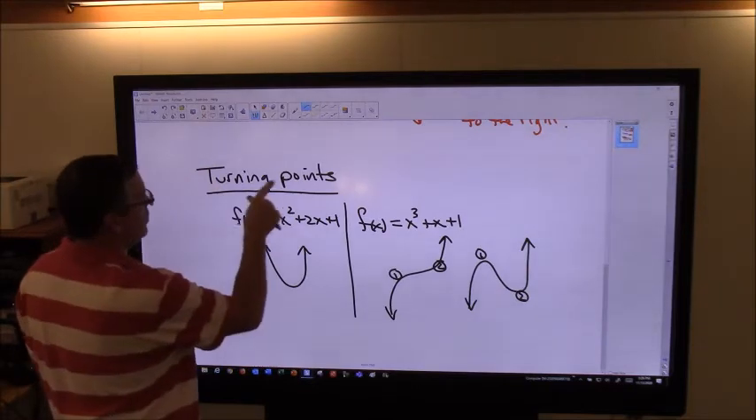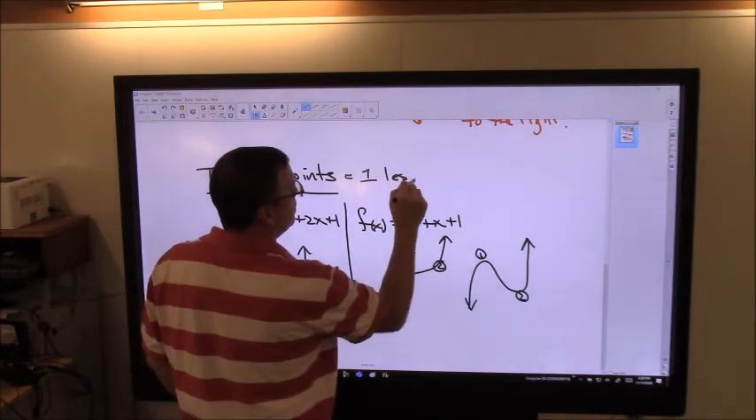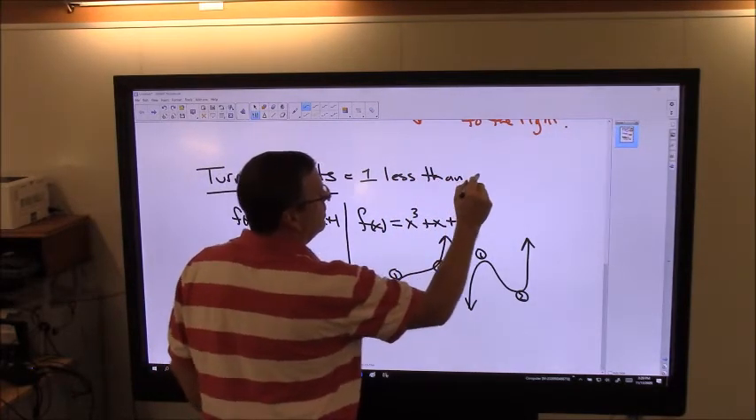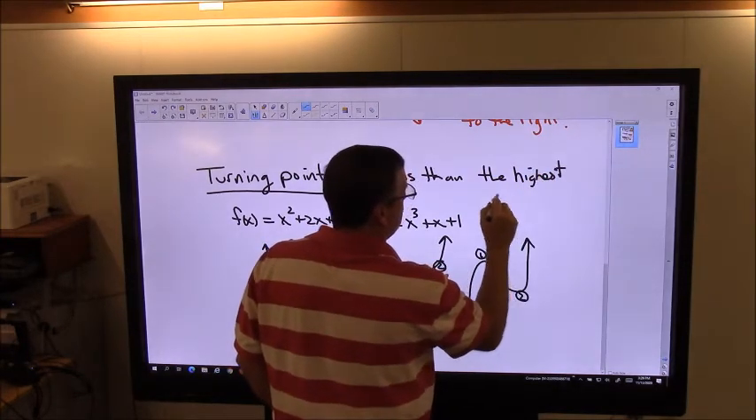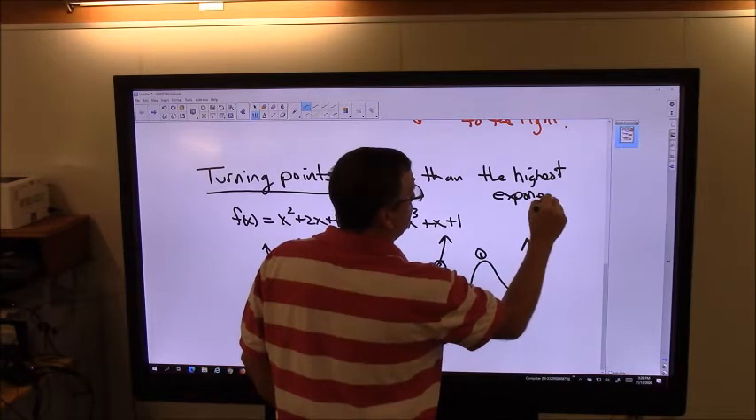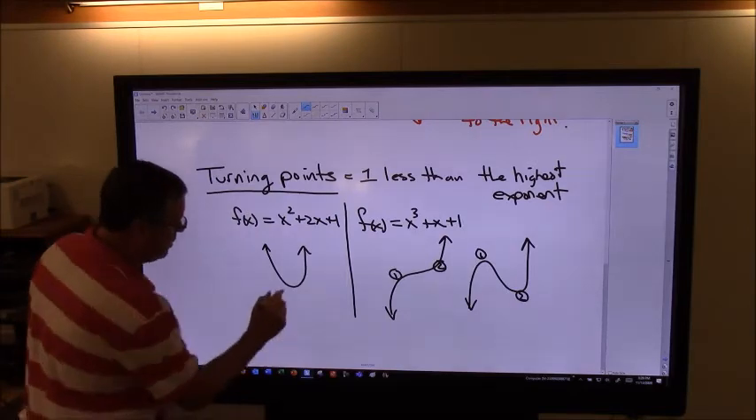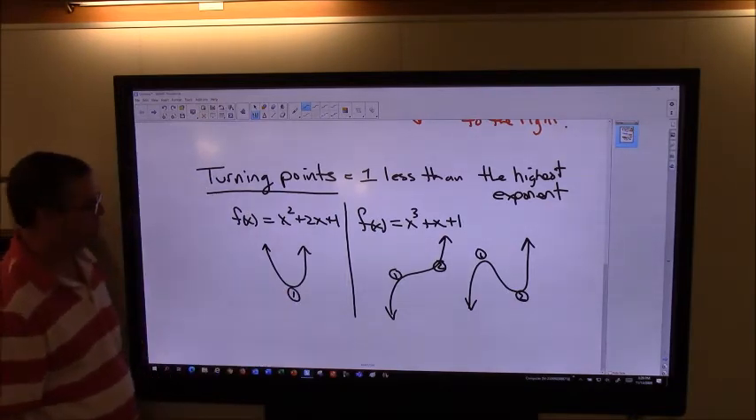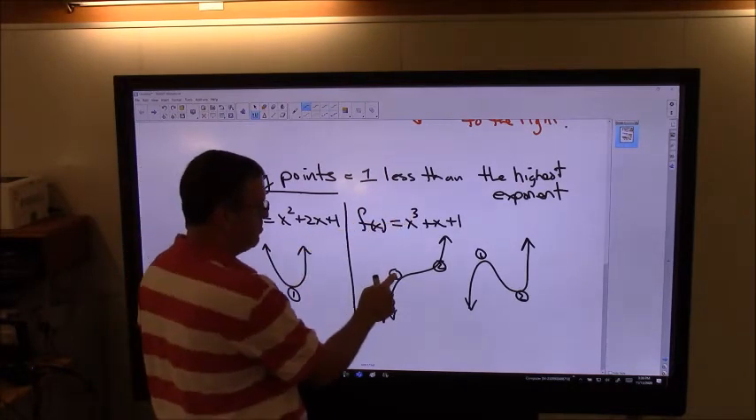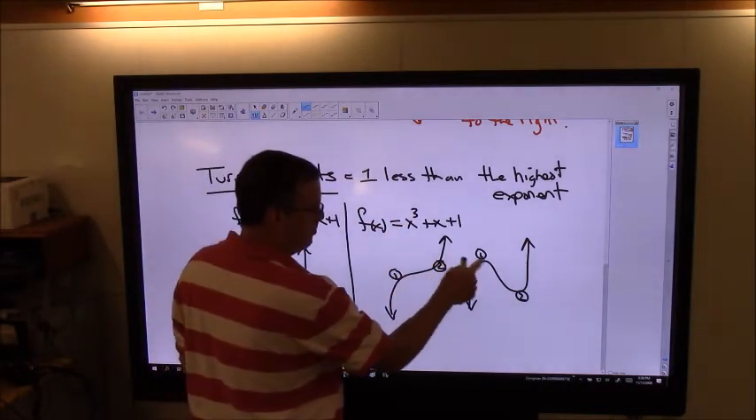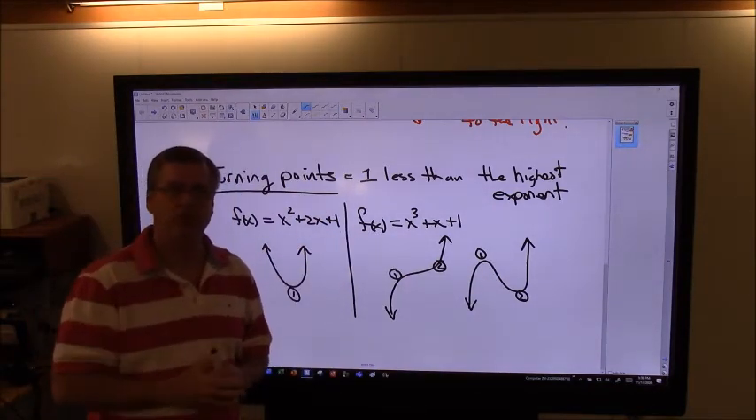But the number of turning points will always equal one less than the highest exponent. So here my exponent was 2. Subtract 1 from it, we get 1 turning point. Here my exponent is 3. You subtract 1 from that, you get 2. So there's my first turning point, there's a second. Got one here and here. What if this was x to the 4th? Well, then there would be 3 turning points.